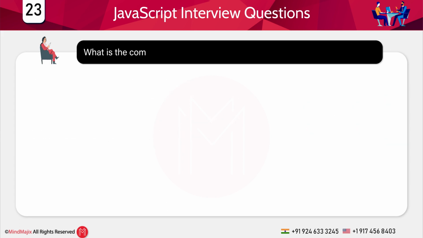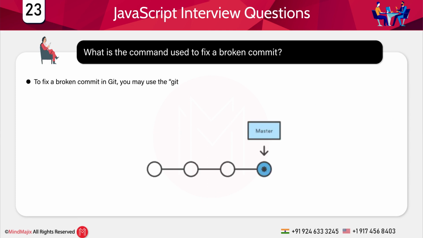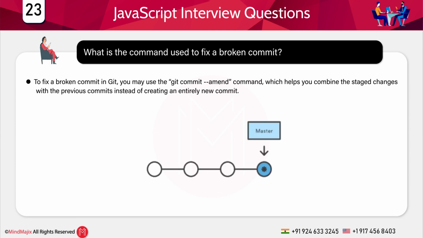Next, what is the command used to fix the broken commit? The command used is git commit --amend.